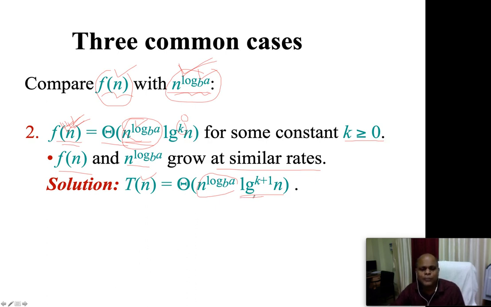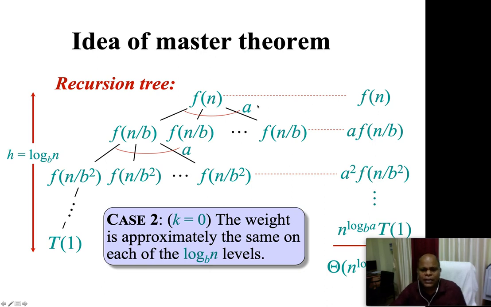How does this factor arise? See, the growth is like this. Neither your leaf nodes nor your root are dominating, though they grow equally with this constant. In this case, if you draw a tree, everything will be added: we add this, we add this, up to this. And what is the height of this? The height is log n base b.